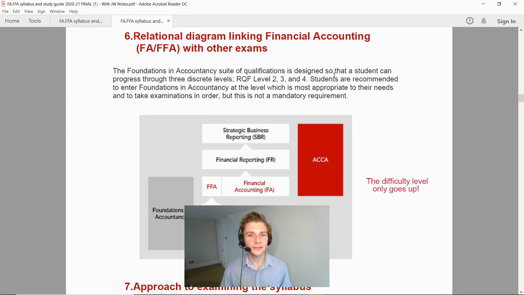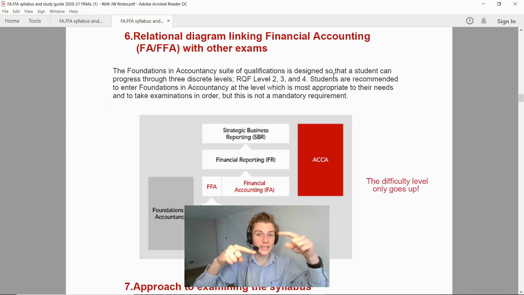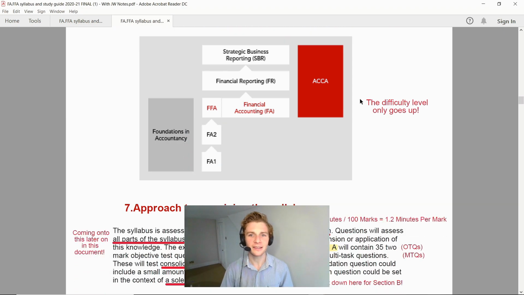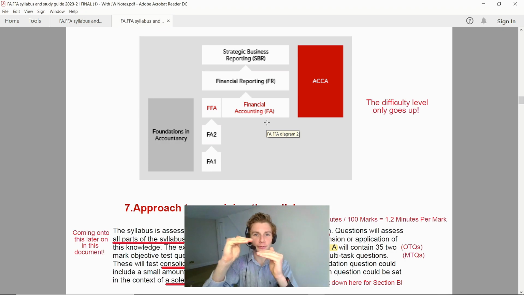So in relation to linking financial accounting, or in other words, where does this exam link into the other exams that you'll do in the future? Well, let me bring it down on here so you can see it crystal clear. So there's financial accounting bang in the middle, but it's the ones above. So you've got financial reporting and strategic business reporting on there.